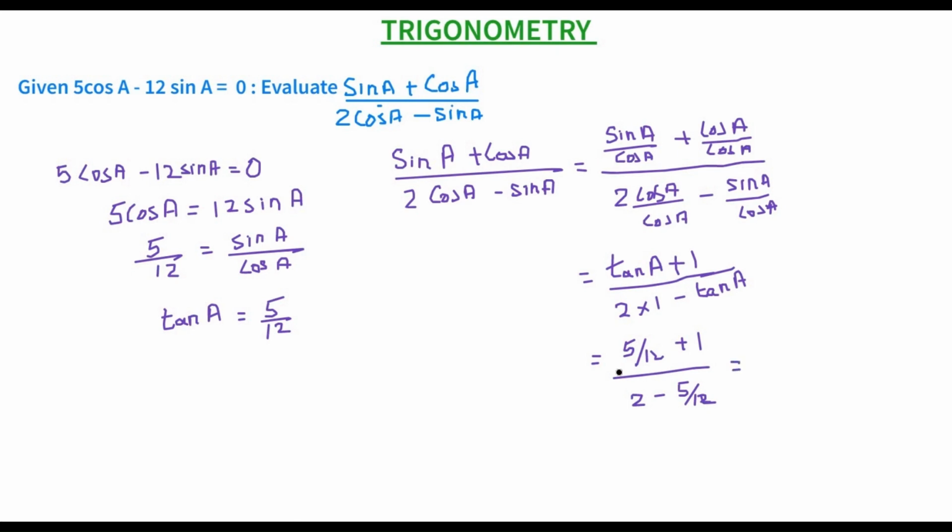Right? Easy. Now let's take the LCM for the numerator, because 5 by 12 is a fraction and 1 is a whole number, so you can't directly add them. The LCM will be 12. I think you all know this. The numerator will become 5 plus 12 by 12, and the denominator will become 24 minus 5 by 12. Since both the denominators are 12, I can cross out the 12. Now 5 plus 12 will become 17 over 24 minus 5 will become 19. So our final answer is 17 by 19. Isn't it very easy?